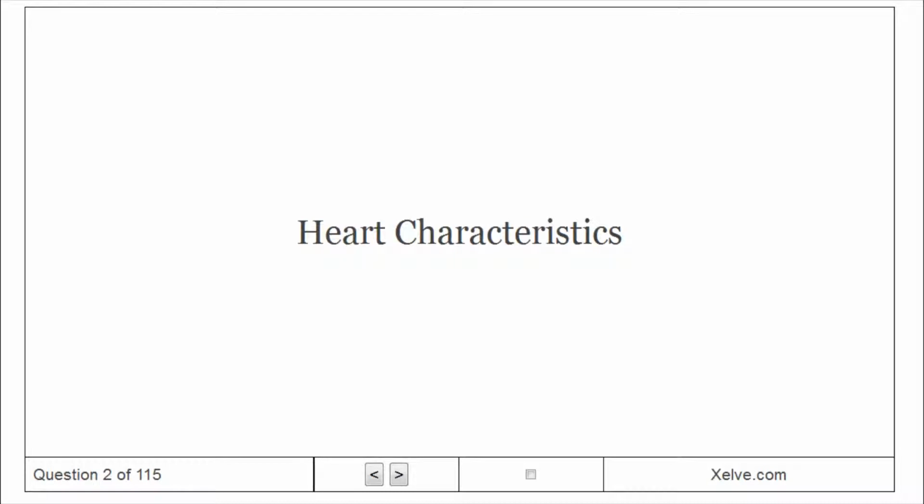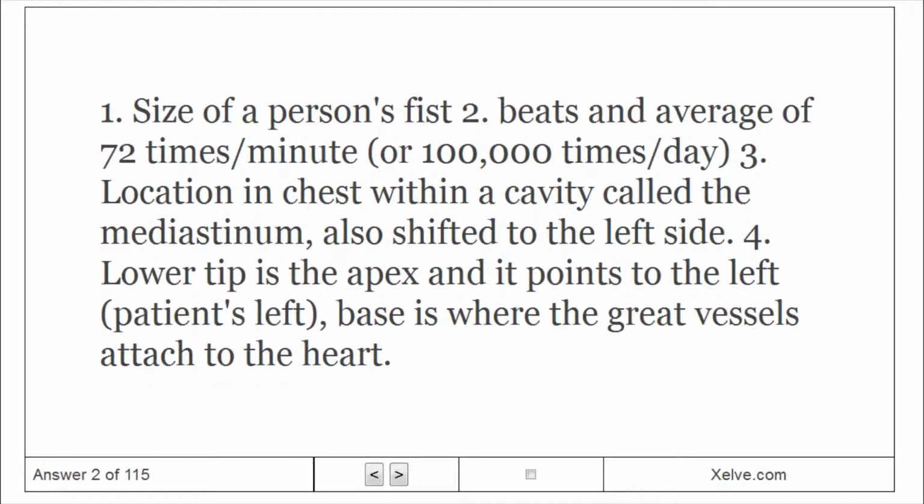Heart characteristics. 1. Size of a person's fist. 2. Beats an average of 72 times a minute or 100,000 times a day. 3. Location in the chest within a cavity called the mediastinum, also shifted to the left side. 4. Lower tip is the apex and it points to the left. Patient's left. Base is where the great vessels attach to the heart.